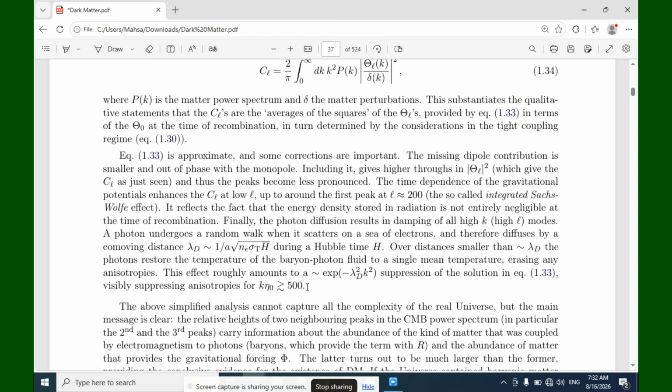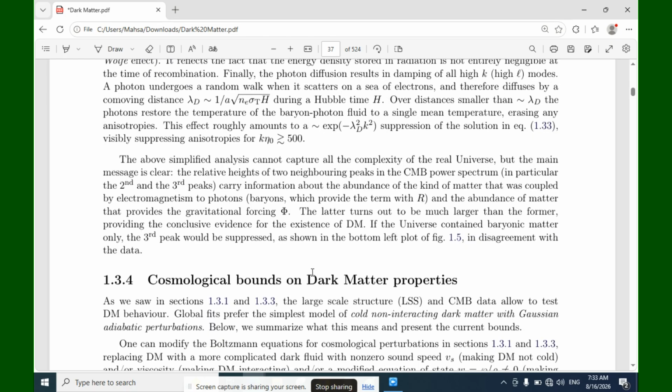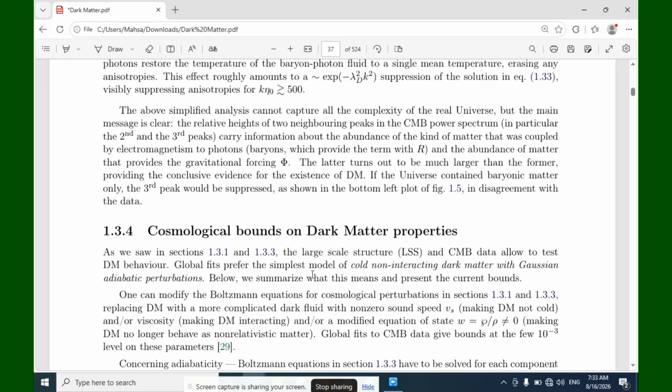This effect roughly amounts to A ≈ exp(-λ_D²k²) multiplying the superposition of the solution in equation 1.33, visibly suppressing anisotropies for kη_0 larger than 500. The above simplified analysis cannot capture all the complexity of the real universe, but the main message is clear.